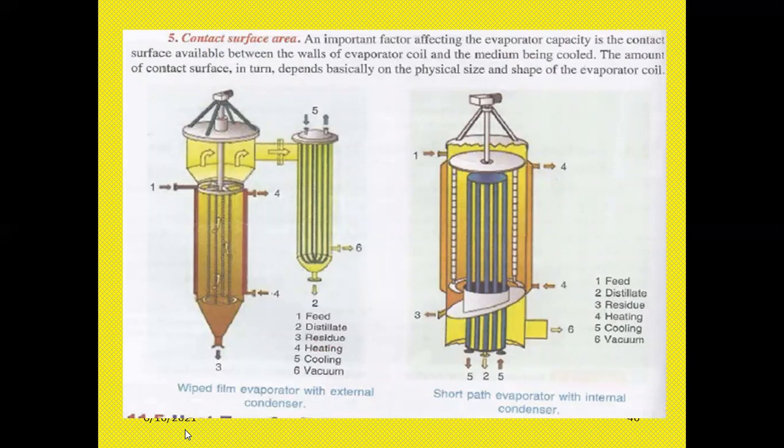See the figure here: wiped film evaporator with external condenser, and short path evaporator with internal condenser. So here, the contact surface area matters. An important factor affecting the evaporator capacity is the contact surface area available between the walls of the evaporator coil and the medium being cooled. The amount of contact surface in turn depends basically on the physical size and shape of the evaporator coil.